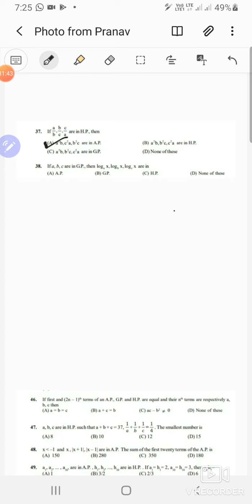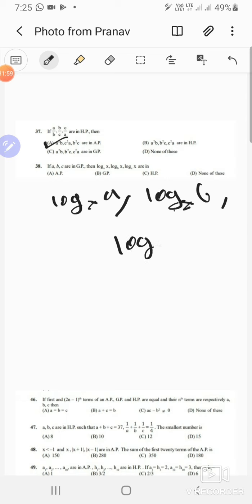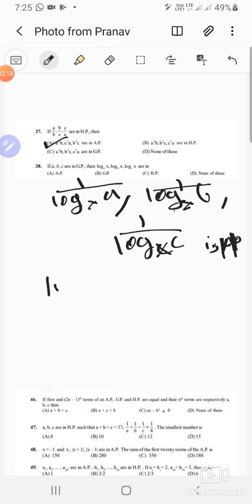If a, b, c are in a geometric progression, then log base a of x, log base b of x, and log base c of x are... So a, b, c are in geometric progression, which means that log base x of a, log base x of b, and log base x of c are in arithmetic progression. When you take the reciprocal, 1 upon log base x of a, 1 upon log base x of b, and 1 upon log base x of c will be a harmonic progression. Now I can use a property of log and say this is log base a of x, log base b of x, and log base c of x. That should be a harmonic progression. Fine. Go to the next question now.